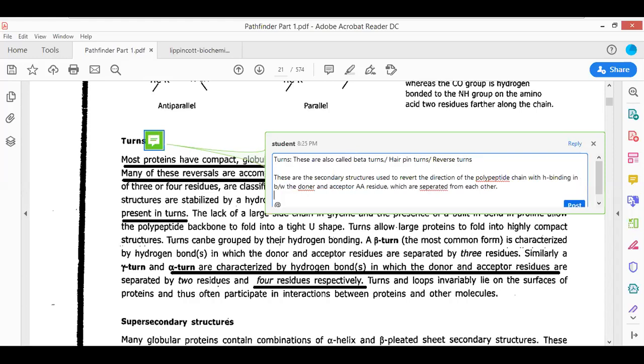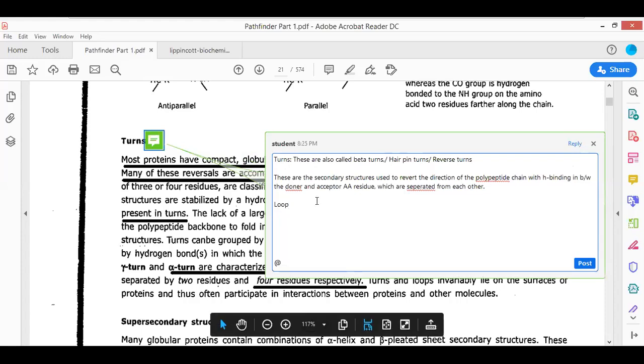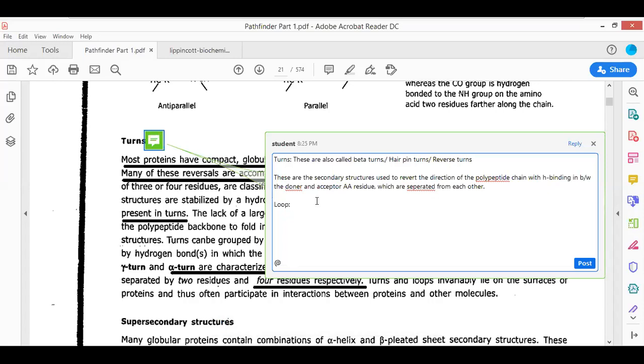Now there is another structure which is also present, and that is referred to as loop. What do you mean by these structures which are referred to as loop? Sadly, in Pathfinder the definition of loop has not been provided. It is not present in the majority of books, but you must know what these loops are. So loops are highly compact, rigid structures.